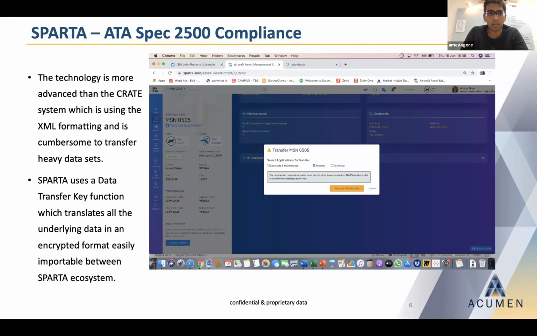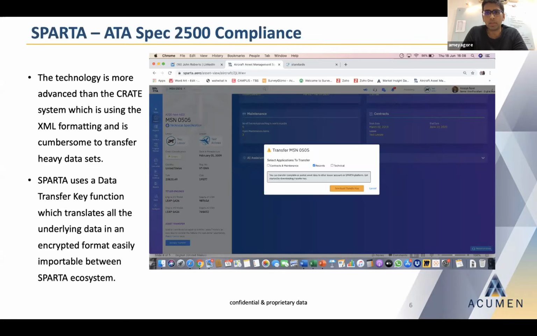What we have done in Sparta is basically used a lot of the open source technology, which is obviously the way to go forward in the given technology scenario, and at the same time achieved the objective of making the data transferable through an encryption key mechanism, where all the records, all the data that is on the platform can be securely moved from one lessor or one buyer's Sparta platform to another buyer's Sparta platform through an encryption key.